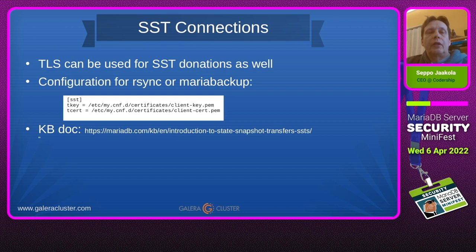SST connections, as I said, are the connections where a new node joins the cluster and sends an SST request to get the full database contents sent over. The two principal methods to do this are rsync or MariaBackup. So these are the relevant ones, and you just configure TLS for them in the MariaDB configuration file in the SST group, and there you just give your certificate path. After that, the SST connection will go through stunnel, so it's a TLS encrypted connection. And again, there's a knowledge base document with more details here.